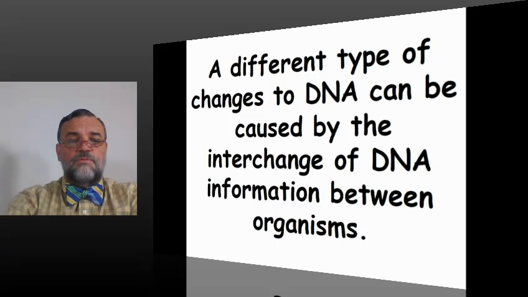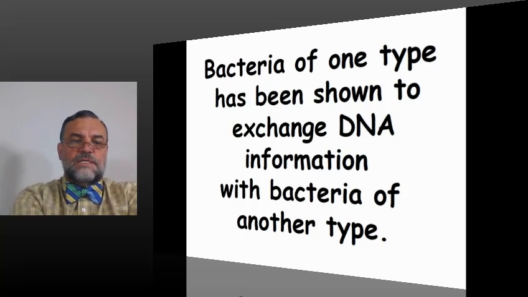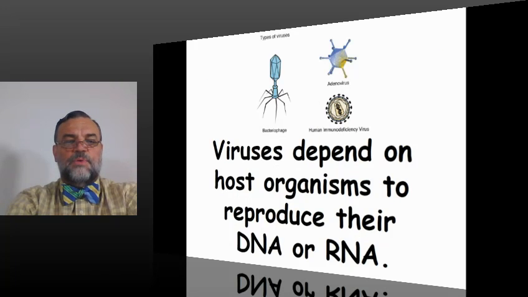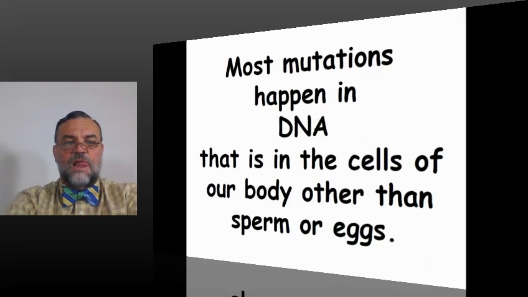There's a different type of change to DNA, and I'm not sure it falls in either one of those two categories. It can be caused by the interchange of DNA information between organisms. The classic example of this is bacteria. Bacteria of one type have been shown to exchange DNA information with bacteria of another type. Viruses, as we know, depend on host organisms to reproduce their DNA or RNA. And here we can see some of those scary viruses.